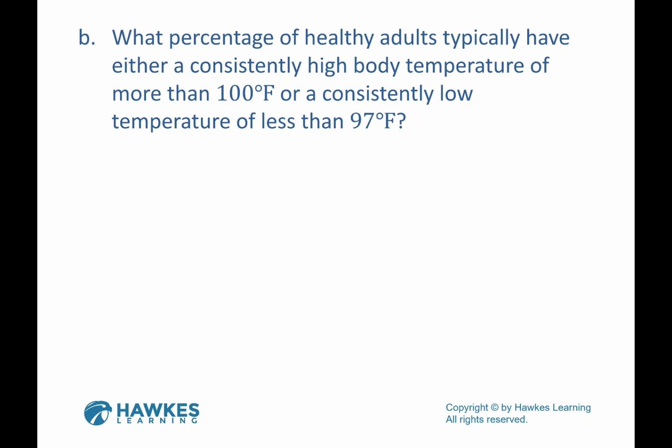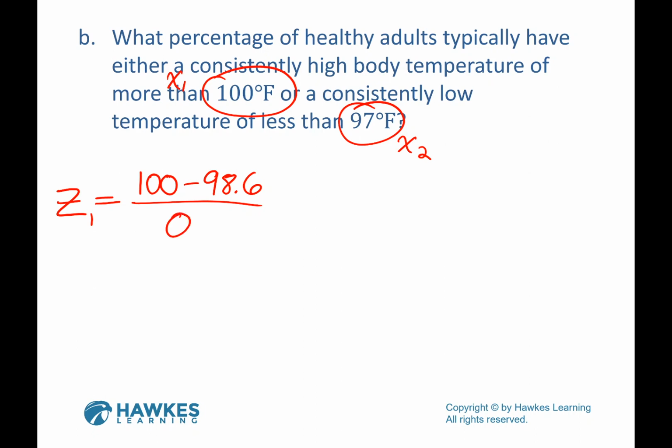So what's going on? We got 2 temperatures to change to Z again, because we want to know one is more than 100, the other one's less than 97. It doesn't matter which one you call 1 and which one you call 2, but call that one X1, this one X2. So I'm going to work with 100 first. So 100 minus the mean of 98.6 divided by 0.73. Again, those numbers are from the first slide. So what do we get? For this one, I get a Z of 1.92 when we round.